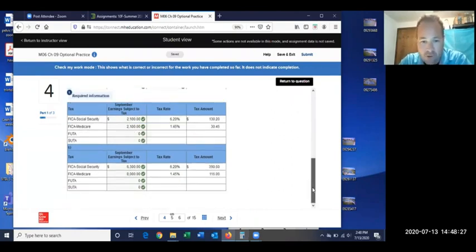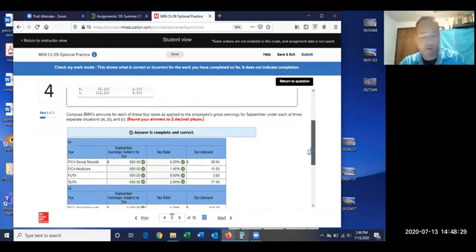Now, for parts 5 and 6, they're going to ask us about employee A. So I'm just going to get a sheet of paper here, and off to the side, I'm going to write down these amounts so I don't have to recalculate them. Social Security $49.60, Medicare $11.60, FUTA $3.60, and SUTA $17.40.